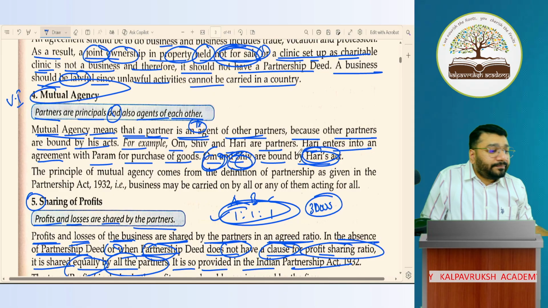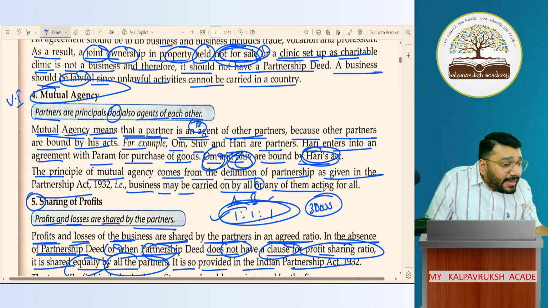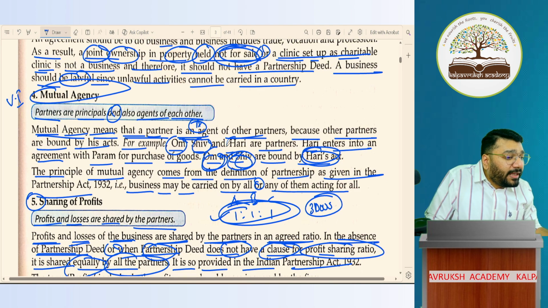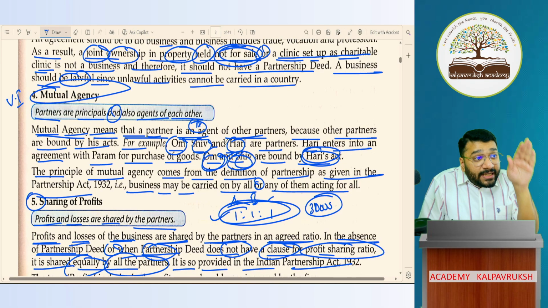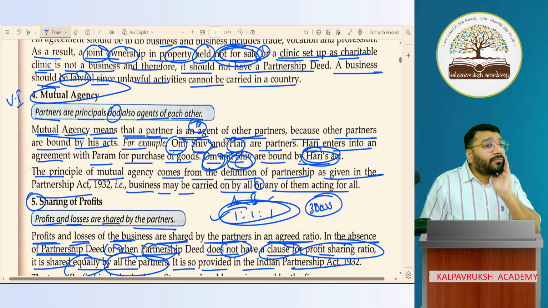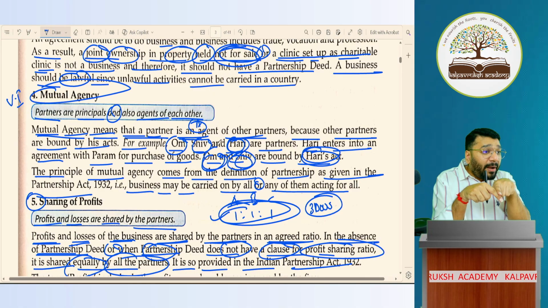The principle of mutual agency comes from the definition of partnership as given in the Partnership Act. What they said: business may be carried on by all the partners or any one of them acting for all. So here, out of Om, Shiv and Hari, purchasing of the goods, is it business or not? Yes, it is a part of my business activity. So it is not necessary that if Hari is purchasing goods, all the three partners have to agree for it.